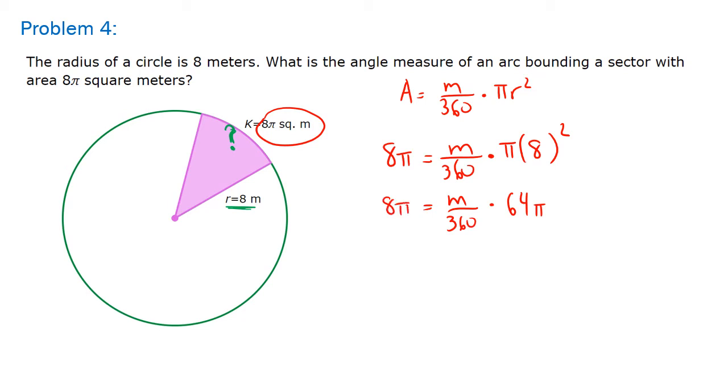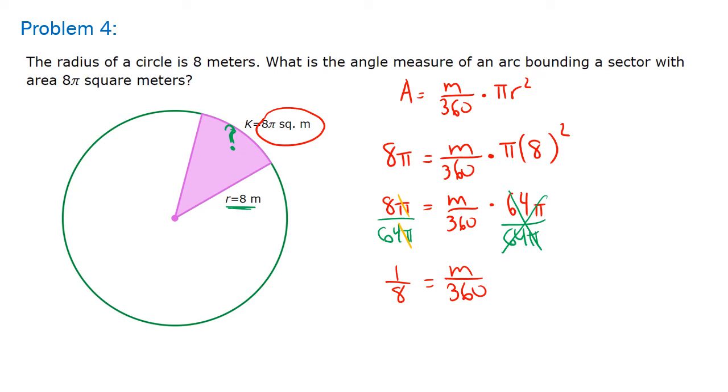Then I want to get m by itself. I'm going to divide both sides by 64 pi. Then I'm going to reduce. So the pi's are going to divide away. 8 over 64 reduces to 1 over 8 equals m over 360.